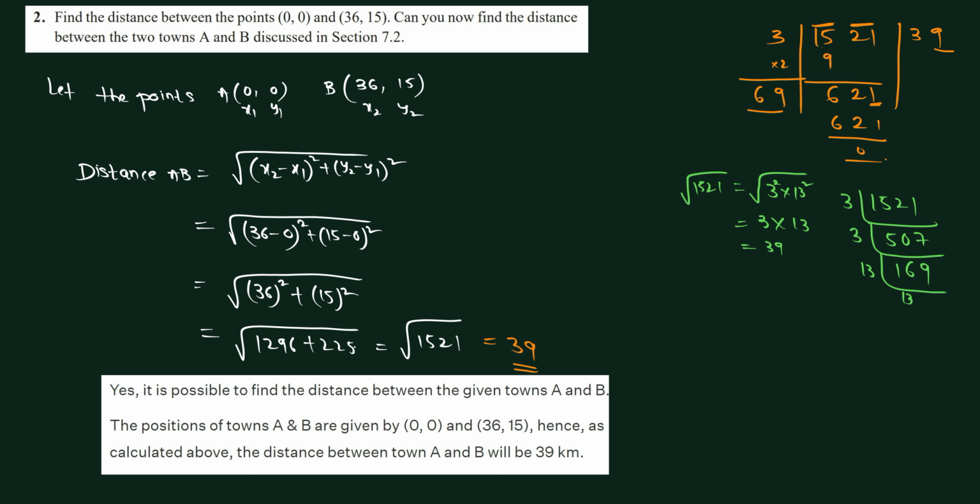The positions of towns A and B are given as (0, 0) and (36, 15). Hence, as calculated above, the distance between town A and B will be 39 kilometers.